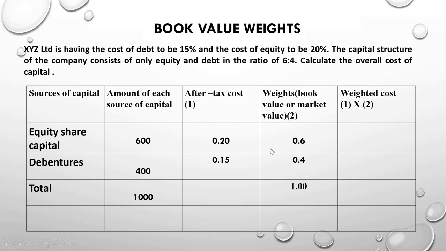Now the next step, we have to just multiply these two. So your total weighted average cost of capital will be 0.18, or you can say 18% will be your weighted average cost of capital.